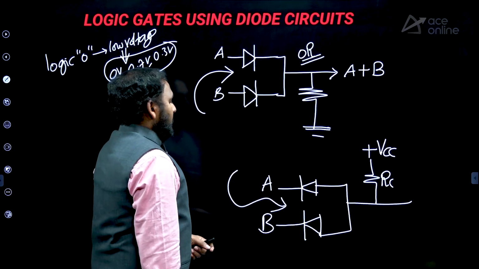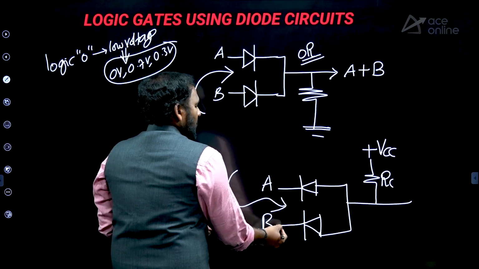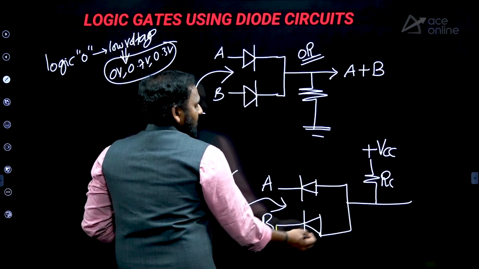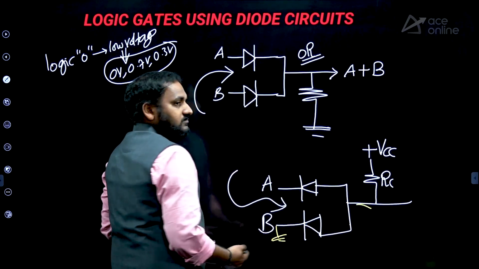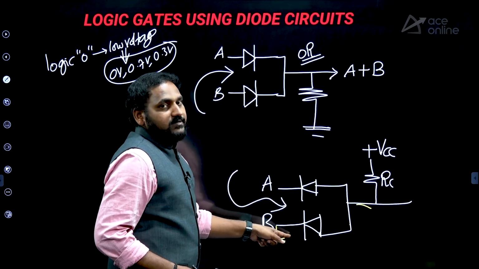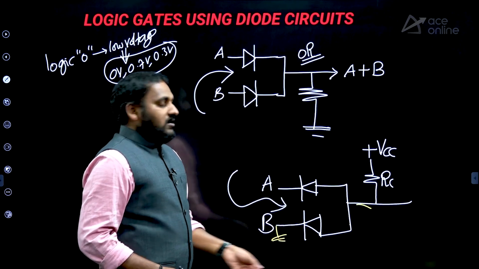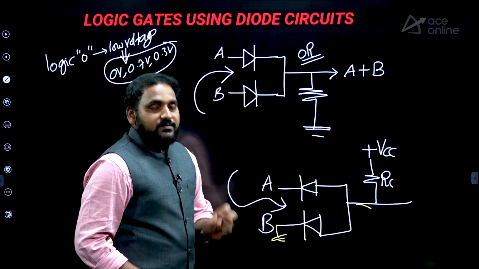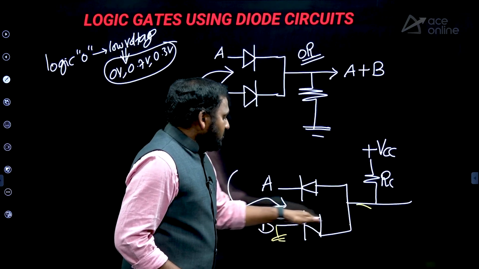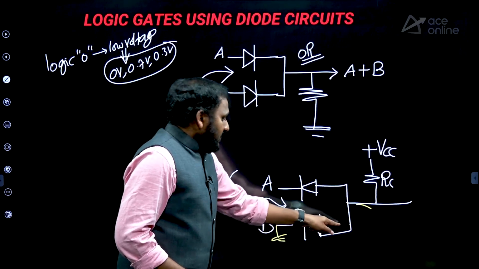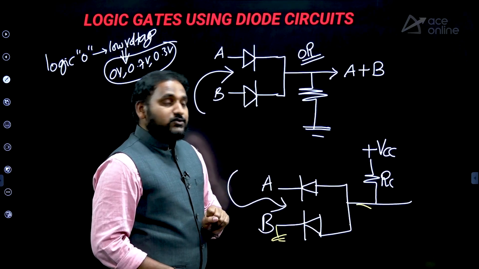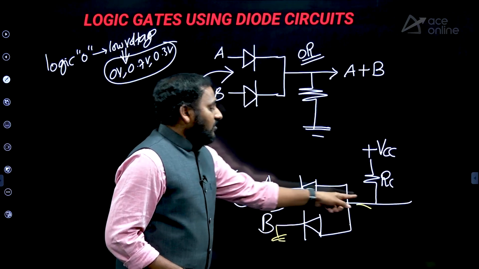If any of the inputs is logic 0, automatically what will happen? The diode will be forward biased. If this diode is conducting, the voltage at this point is nothing but the drop across this diode: 0.7 for a silicon diode, 0.3 for a germanium diode. If it is an ideal diode, it is short circuited to ground. What is the voltage here? 0. So if any of the inputs is 0, the output is 0.